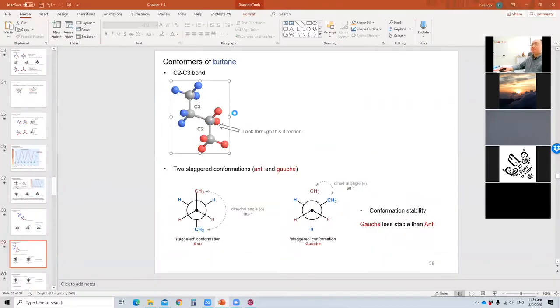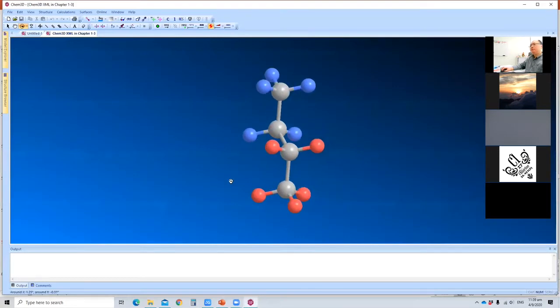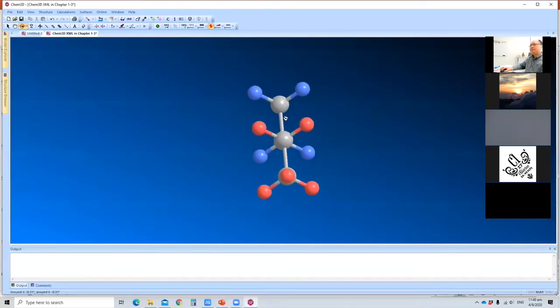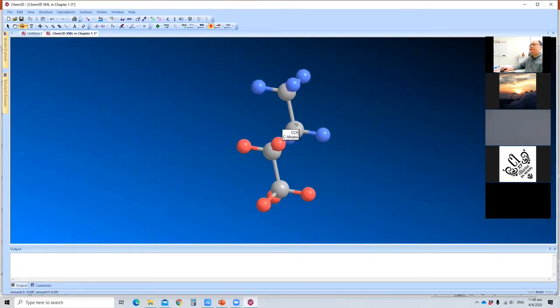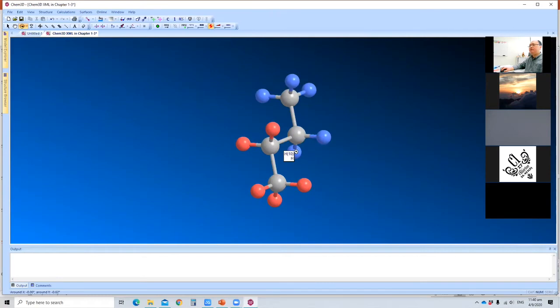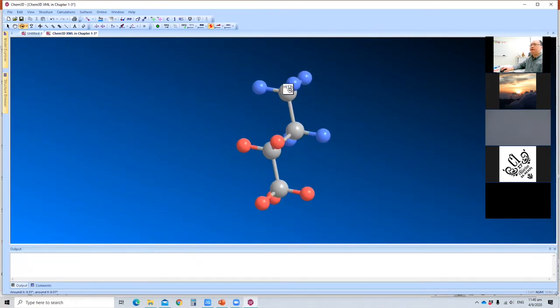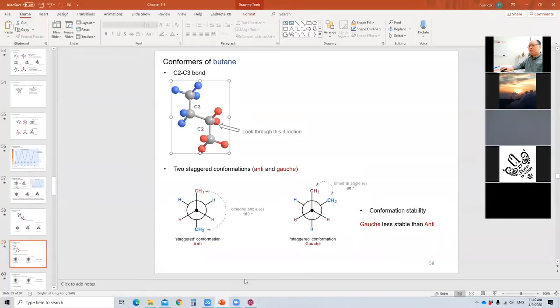So let me show you here. If you look through this CC bond, okay, this is C2. C2 has 2 hydrogens and 1 methyl. And in the back, C3 also has 2 hydrogens and 1 methyl, okay? Now the Newman projection will look different than the C1, C2 bond.